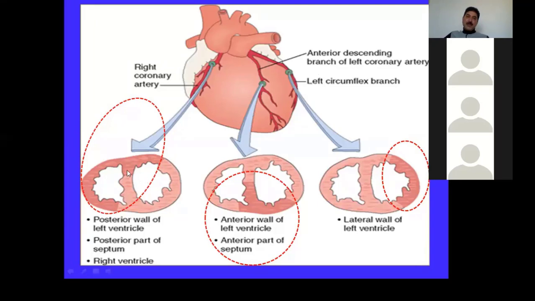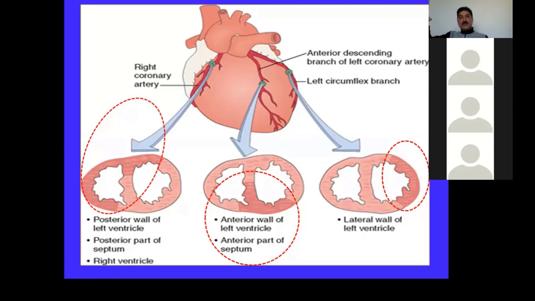Which vessel is present in the posterior interventricular septum in case of right dominance? The posterior interventricular artery is branched from the right coronary artery. That gives septal branches. These are basically perforating branches which supply the posterior 1/3 of the septum. Thus, the septum is supplied by both coronary arteries.